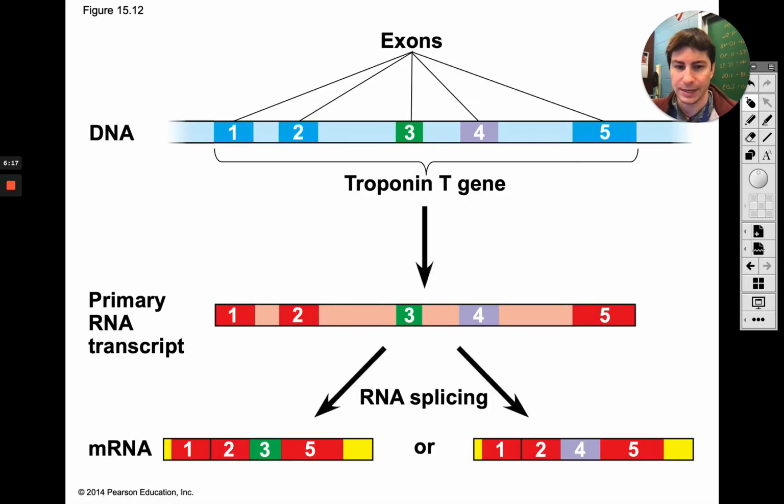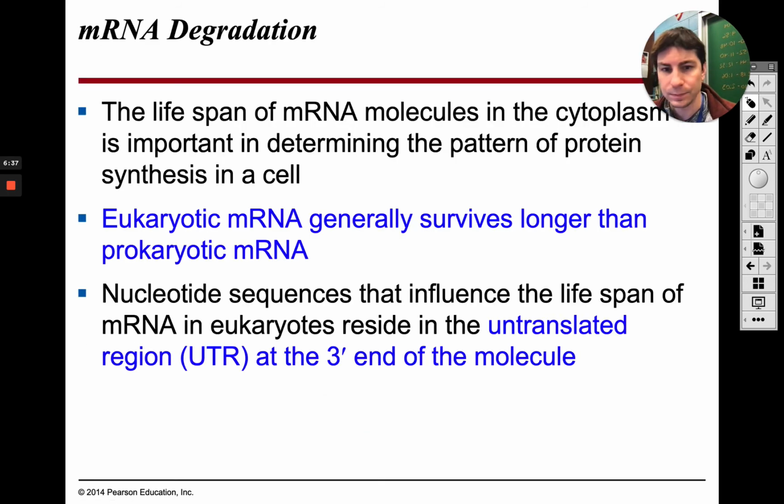Here is just an example, and I know we went over this last chapter. The colored ones down here, the red, the green, the purple, the red, those are going to be our exons. They're kept in. And these other areas here, the peach, light pink color, those are going to be our introns that are going to be spliced out.